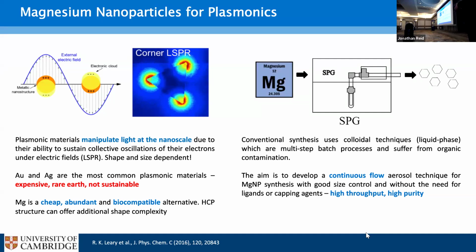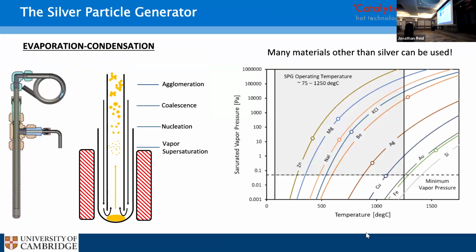And so conventionally, these nanoparticles are synthesized by colloidal techniques, which is a sort of liquid phase method. This is what our collaborating group also does, and they have some drawbacks in that they're batch processes, they require multiple steps. And they also need the use of ligands and capping agents, which end up in organic contamination in the end product. That's kind of where this project fits in. We want to have a continuous flow aerosol technique to make magnesium nanoparticles of high purity. So we want high throughput and high purity.